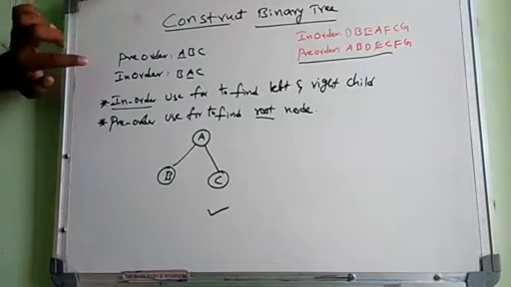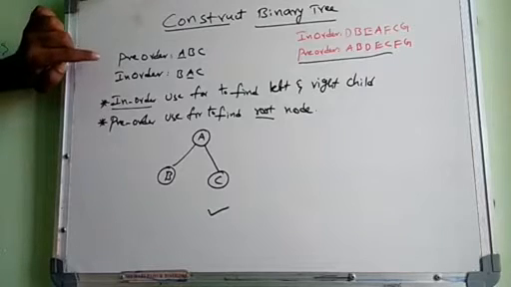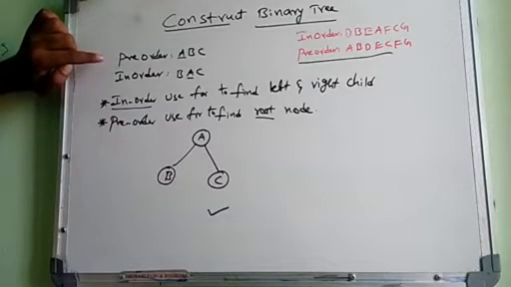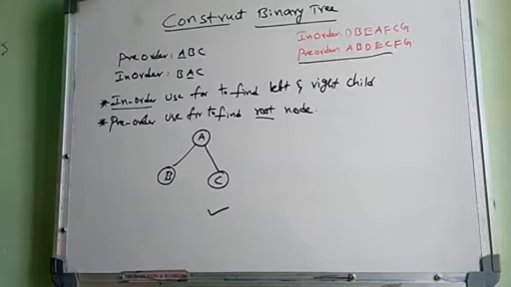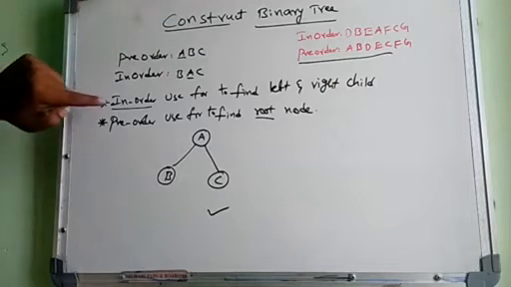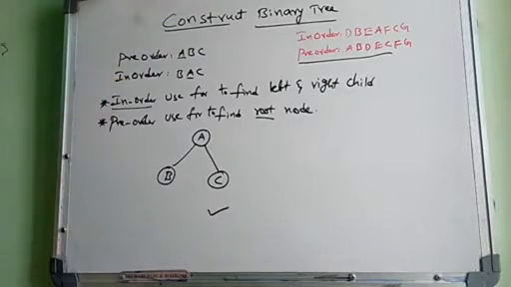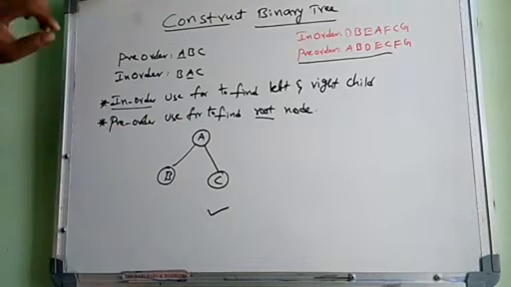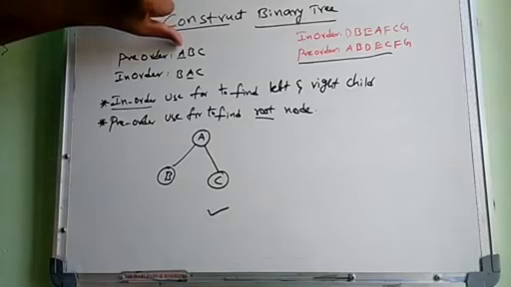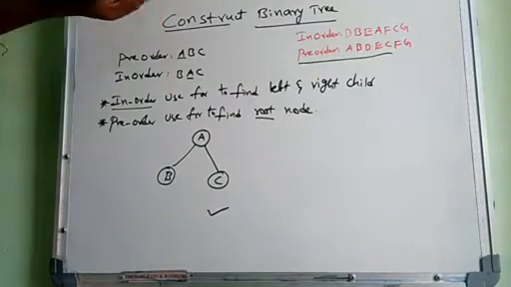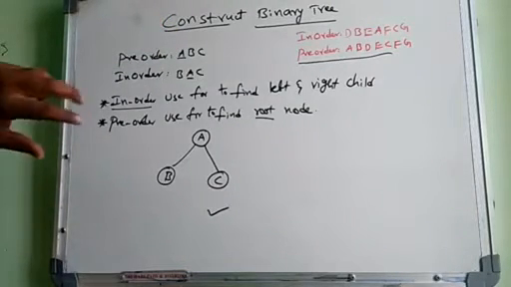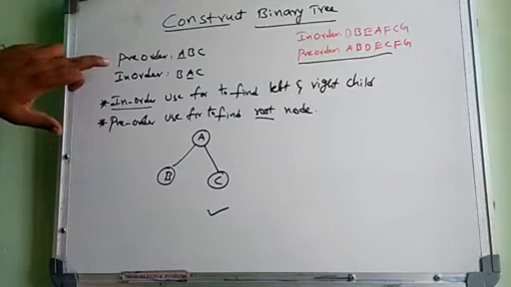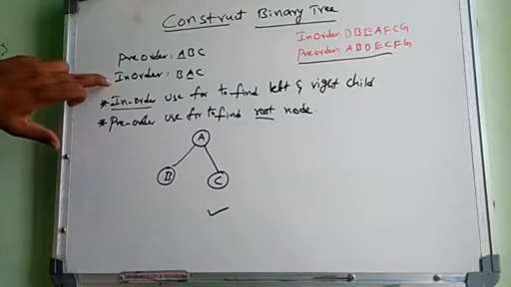Once again, the question clearly mentions in-order and pre-order to construct a binary tree. In-order is used just to find the left and right children of the node, and pre-order is used just for locating the current root node or parent node. Only for that you use pre-order. If you want to find the left and right, go to the in-order sequence.